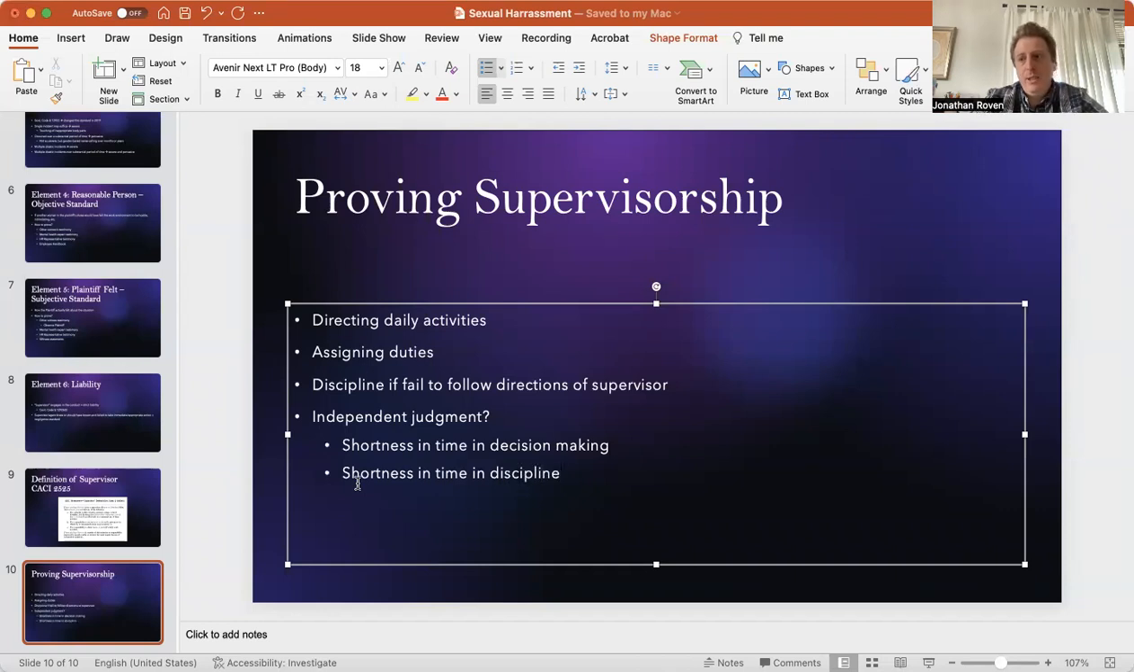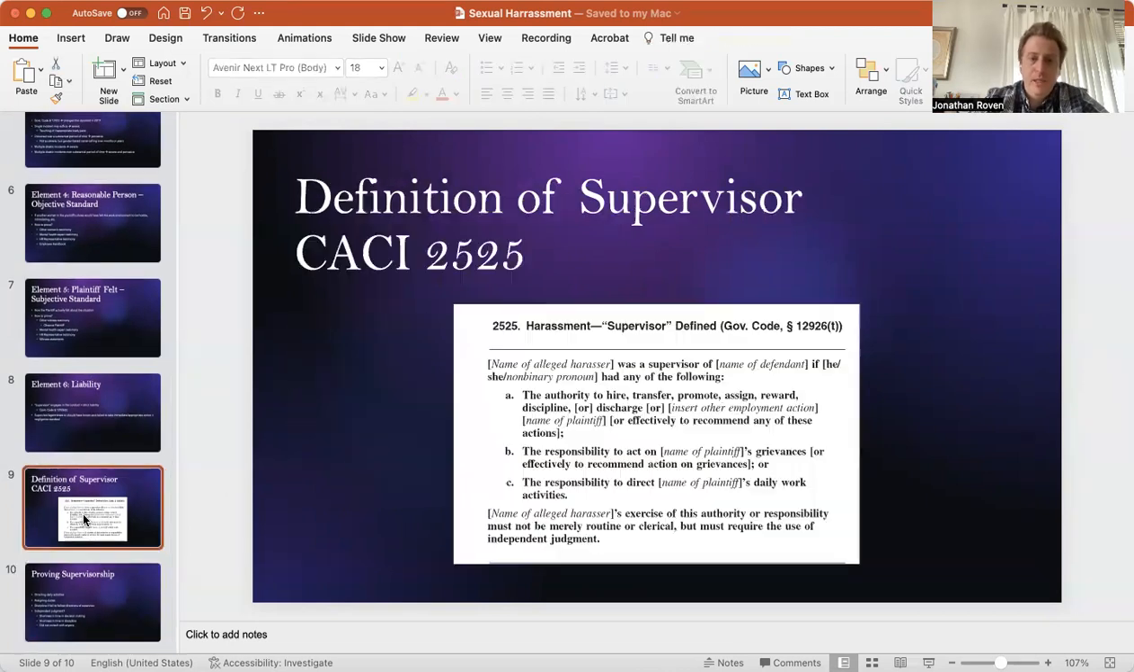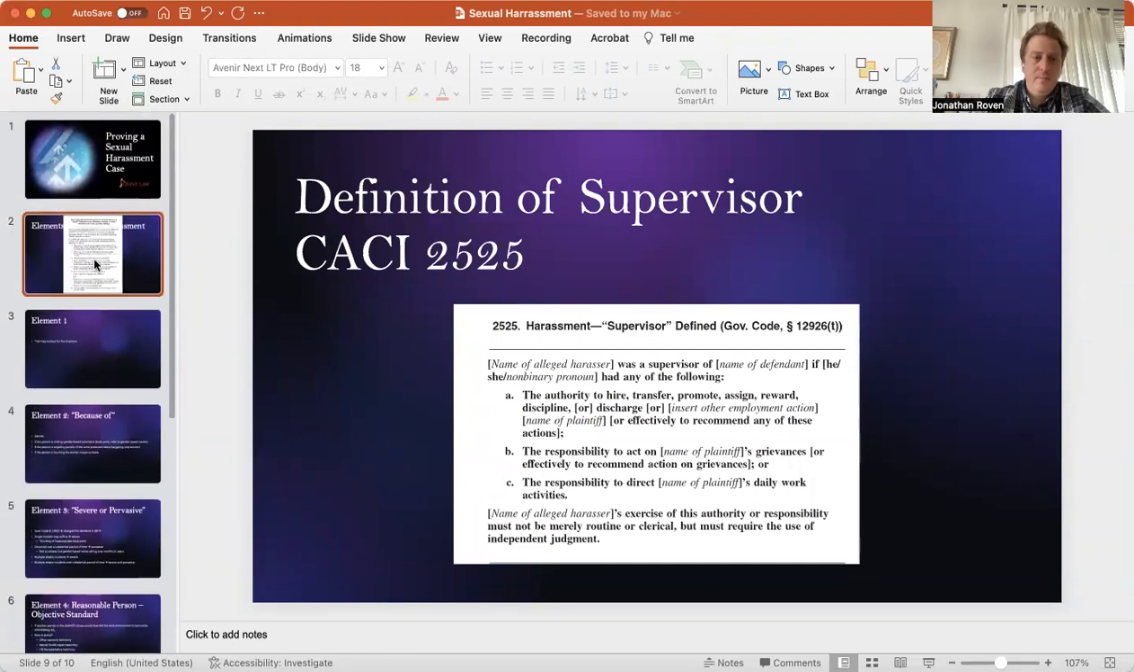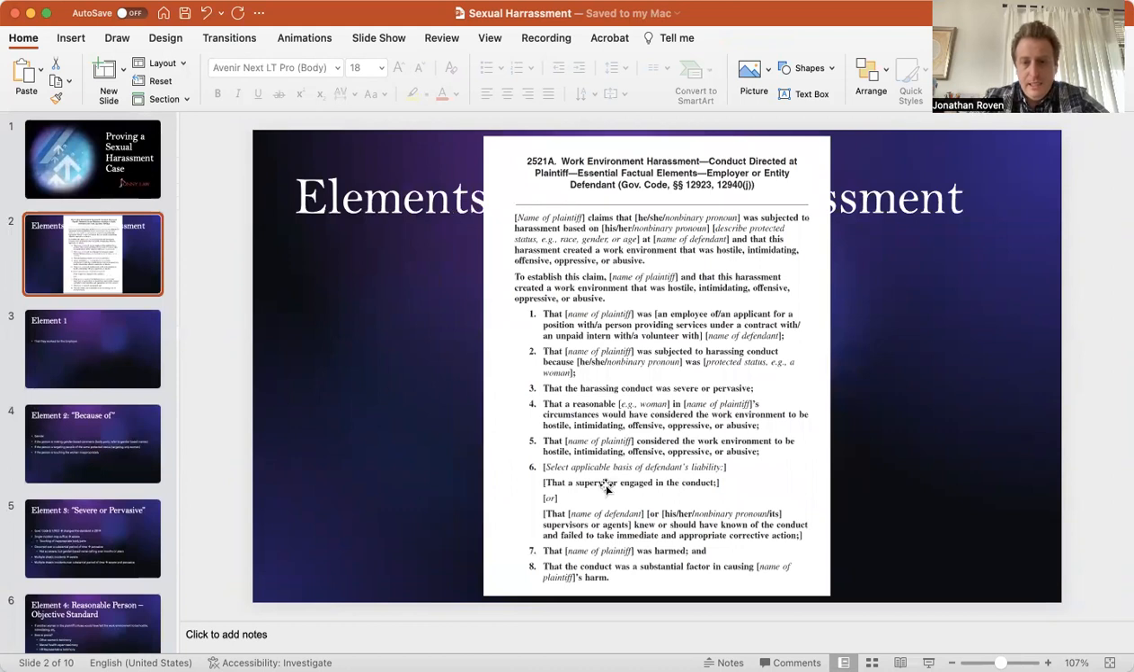If they say, okay, well, you did this, so now we're going to cut hours, or we're going to issue a write up. How much time did it take in between those two events? And you'd also show that they did not consult with anyone prior to making decisions, and that's one way that you can show independent judgment in order to prove the supervisorship. So it's a very, very highly litigated topic, very extensively litigated.